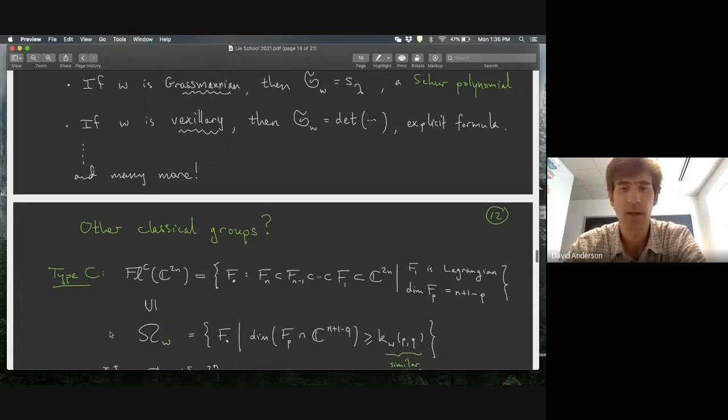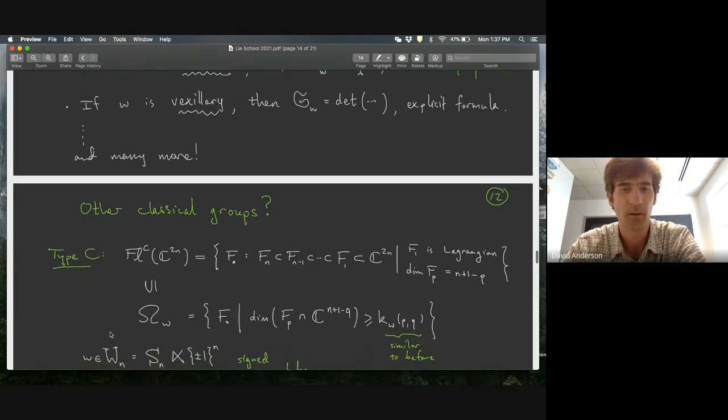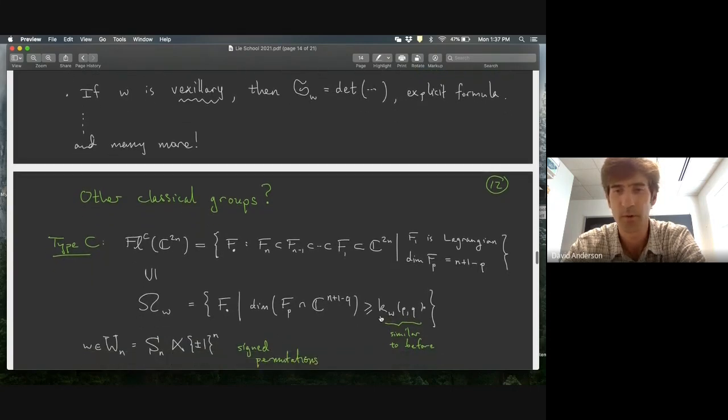And you can define the same kind of Schubert variety as before. I'm not going to tell you exactly what it looks like. There's a similar way of writing down the rank of a Weyl group element.